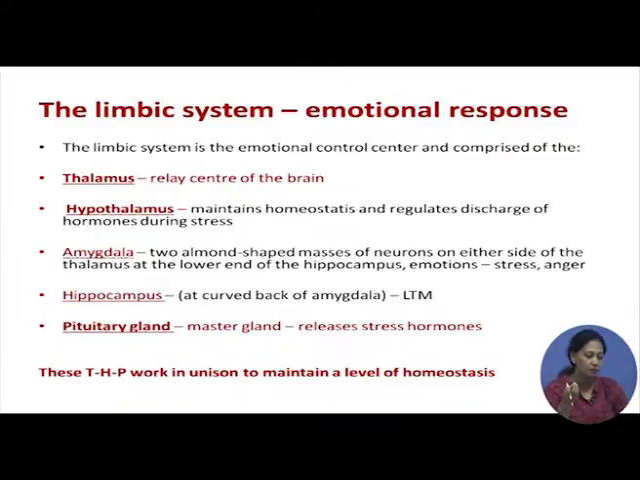The hippocampus, another very important structure of the limbic system, is situated at the curved back of the amygdala, and it is like two horns. It is related to long term memory, or the storage of memory. So, if there is damage in the hippocampus, it affects new memories being formed. Now, the hippocampus and the amygdala.